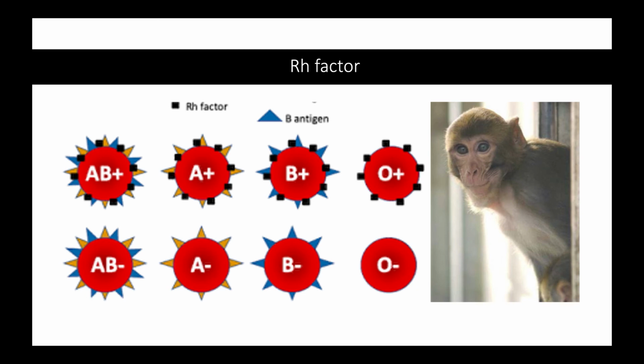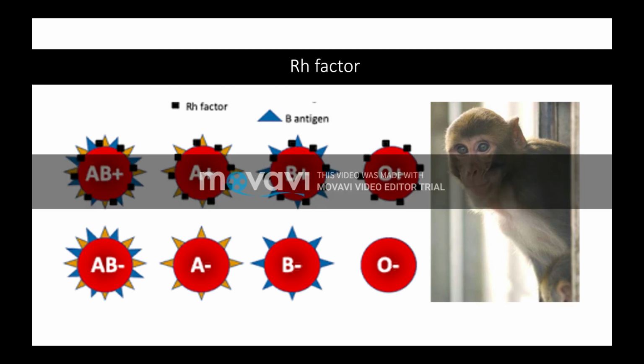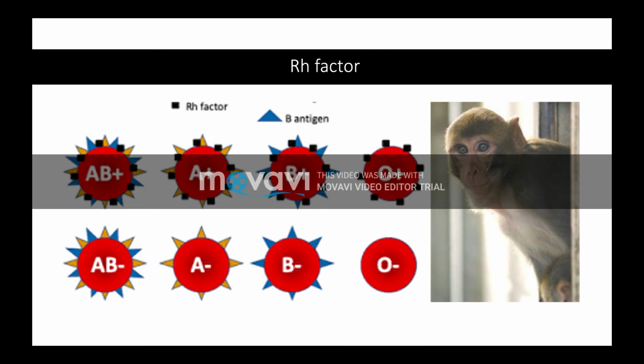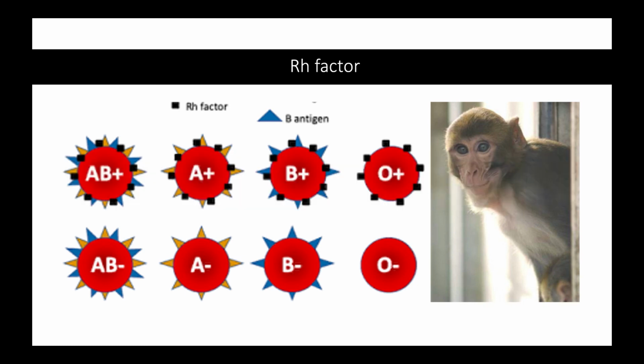Rh factor. A decade after receiving his Nobel Prize, Landsteiner and his student A.S. Wiener discovered a secondary protein that also has a major impact on blood type. Their work was with rhesus monkeys, and we can actually see the rhesus monkeys on the right hand side of the slide. This led to the creation of the rhesus system, which highlights the presence or absence of the Rh factor.